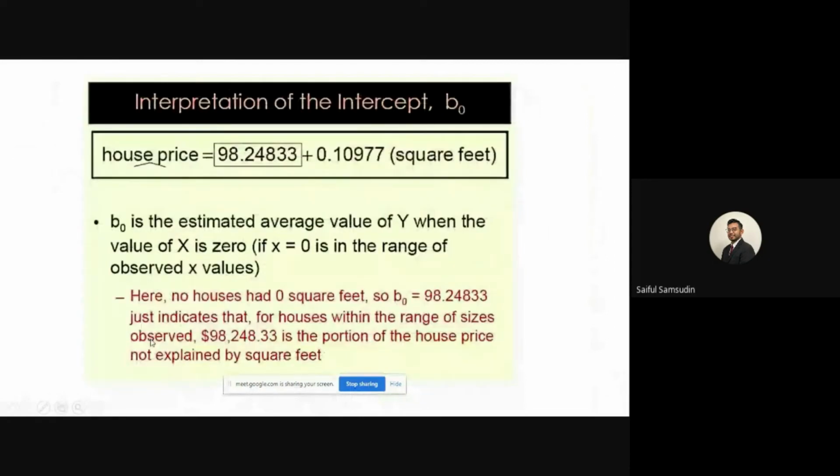So this is the estimated average value of y when the value of x is 0, if x is 0 is in the range of observed x values. You can read here: no houses had 0 square feet. So b0 just indicates that for houses within the range of size observed, 98,000 is the house price not explained by square feet. It's illogical because if square feet is 0, we just get 98.24833.